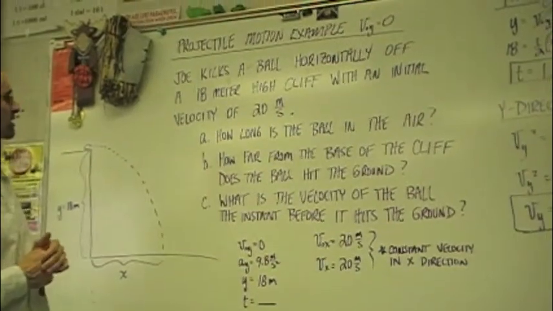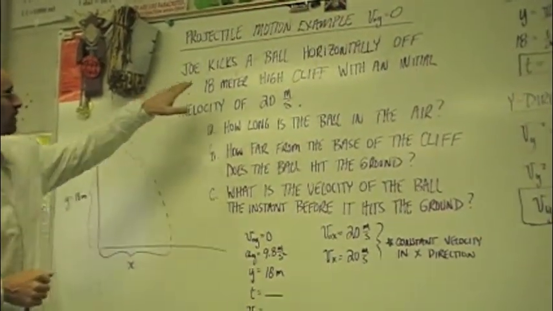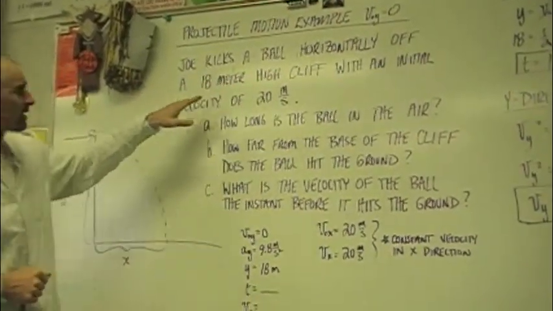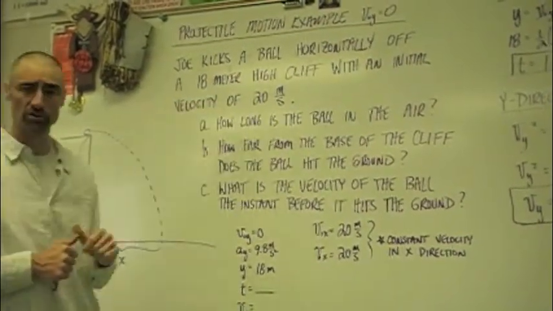I picked Joe because he's our soccer guy. Joe kicks a ball horizontally off an 18-meter high cliff with an initial velocity of 20 meters per second.